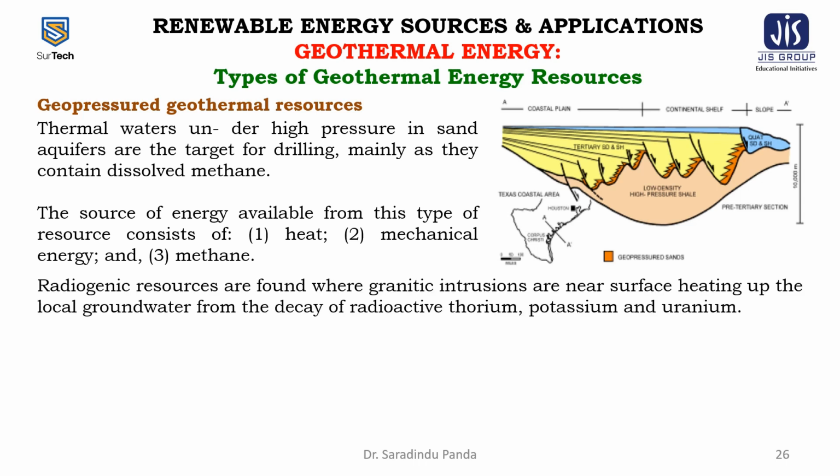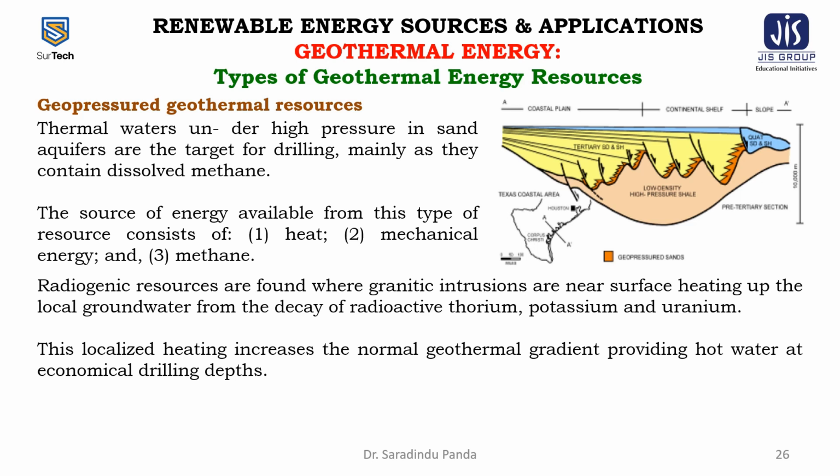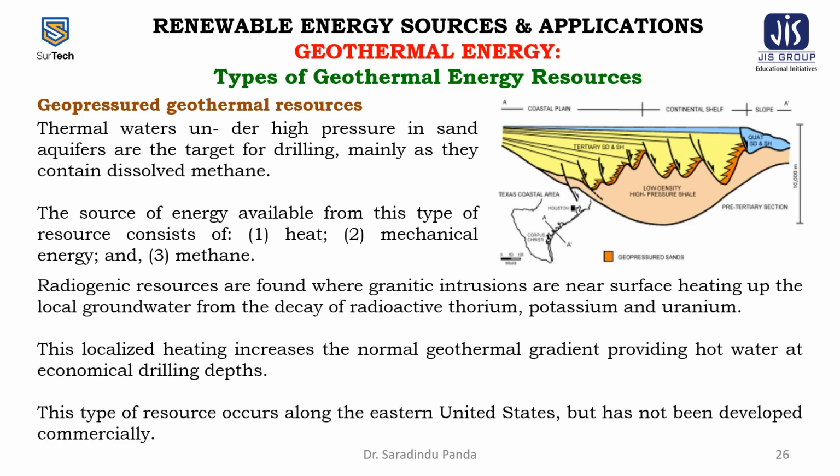Radiogenic resources are found where granitic intrusions are near the surface, heating up the local groundwater from the decay of the radioactive thorium, potassium, and uranium. This localized heating increases the normal geothermal gradient, providing hot water at economical drilling depth. This type of resource occurs along the eastern United States but has not been developed commercially.